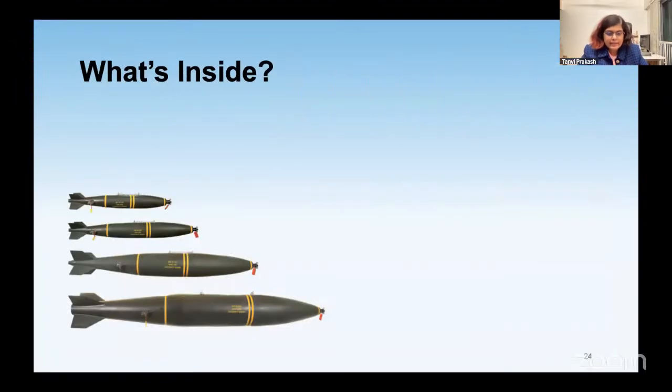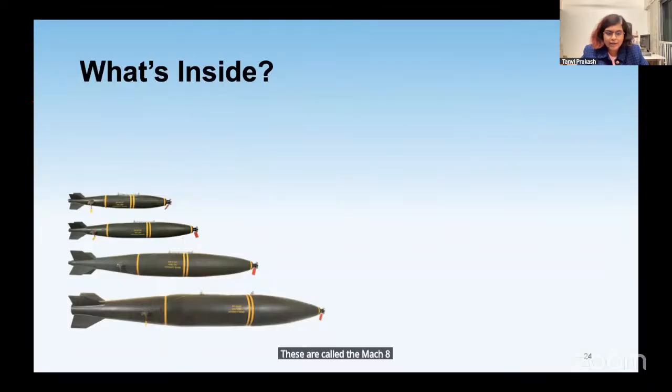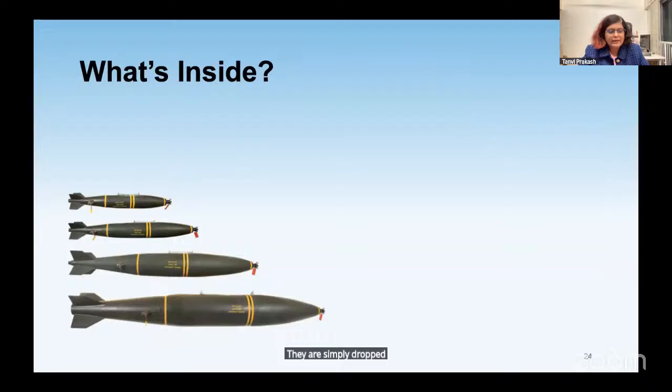So what's really inside these? The photos that you see on the left are the American series of glide bombs. These are called the Mark 82, Mark 83, Mark 84. So they are just dumb bombs. When we say dumb bombs, what it means is they don't have any intelligence, actually. They are simply dropped from a moving platform, and wherever they go, they will go and hit.